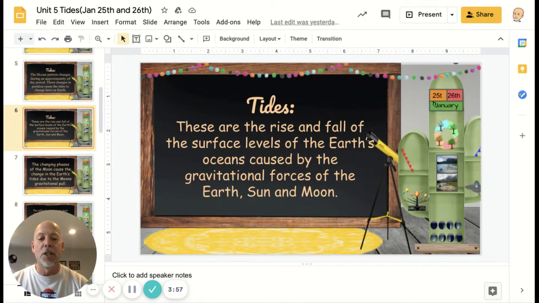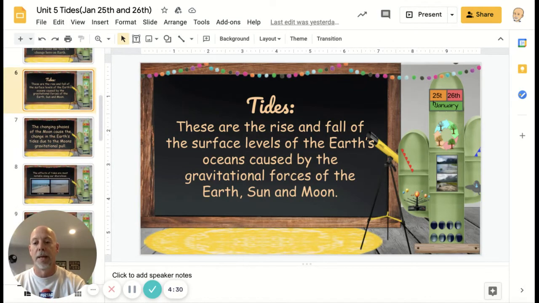All right, tides. These are the rise and fall of the surface levels of the Earth's oceans caused by gravitational forces of the Earth, Sun, and Moon. Okay, so gravity is involved, okay? And depending on the location of the Sun and Moon, we will have stronger gravitational pulls or weaker gravitational pulls, as we're going to learn. And that is going to cause high and low tides, but also some high tides are going to be greater or more extreme than others because of certain alignment positions with the Sun and the Moon, okay?